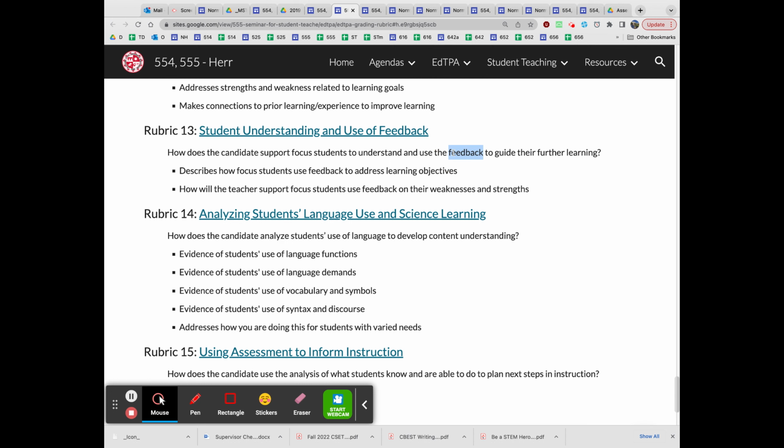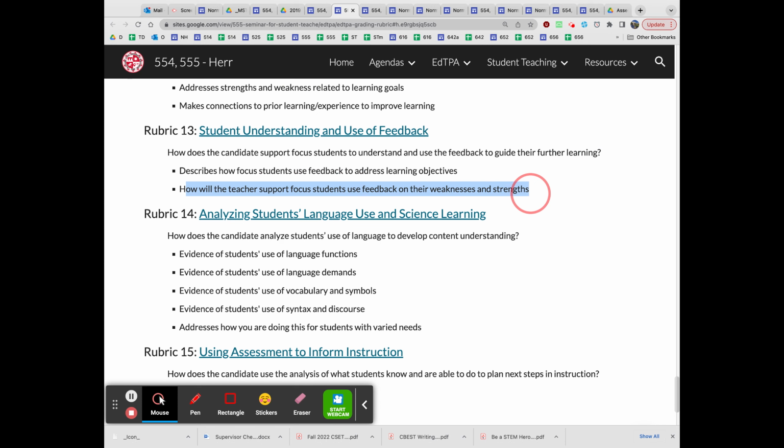Then any feedback that you provide can clearly be used to help support the students to understand and further their learning so they score better the next time. So mastery grading lends itself naturally to rubric 13. So, how will the teacher support focused students to use it?